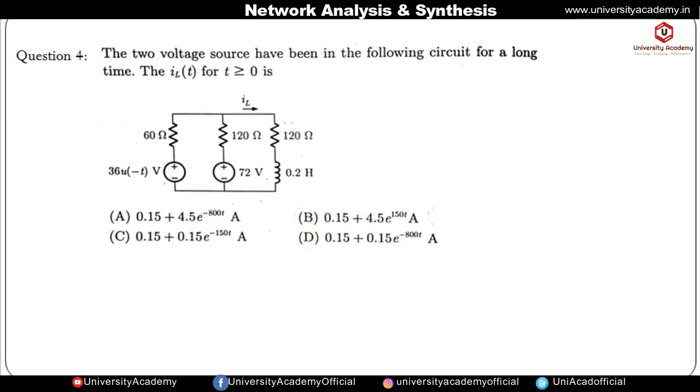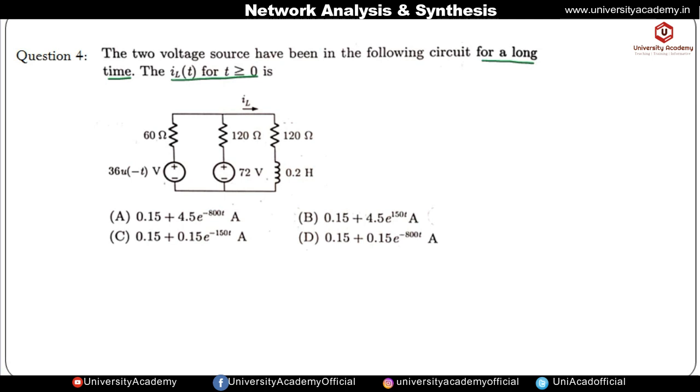Two voltage sources have been in the following circuit for a long time. Okay, it means both the sources are present for a long time. It means the circuit is under the steady state. Now we have to find out the IL of t for t greater than 0. So this circuit consists of two voltage sources. Okay, so one is 72 volt and the next voltage source is 36 into u of minus t.